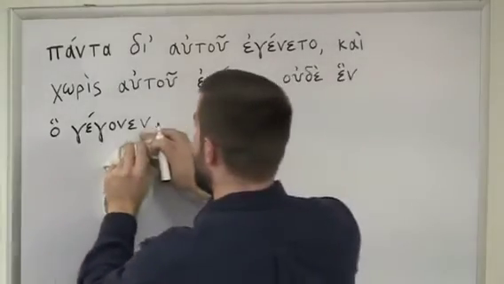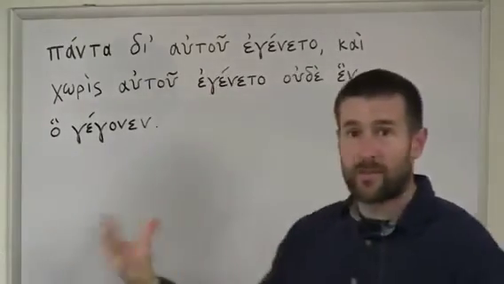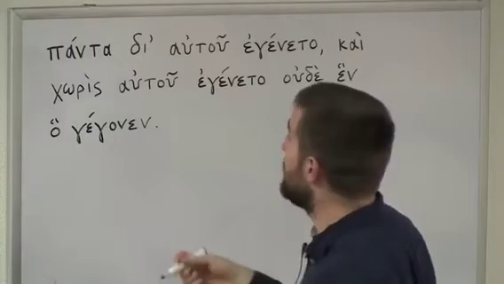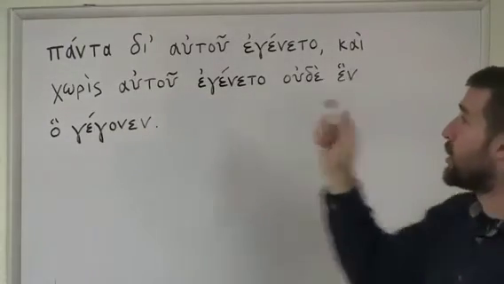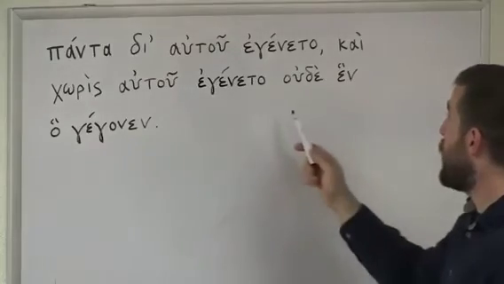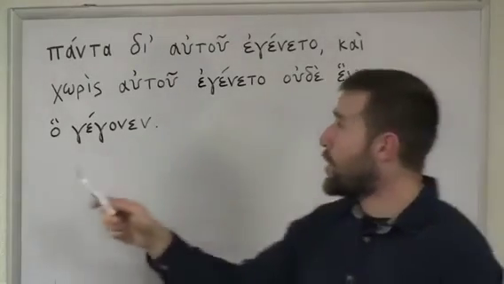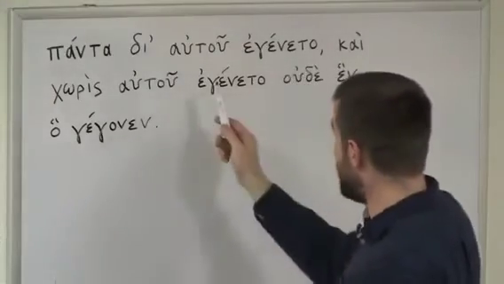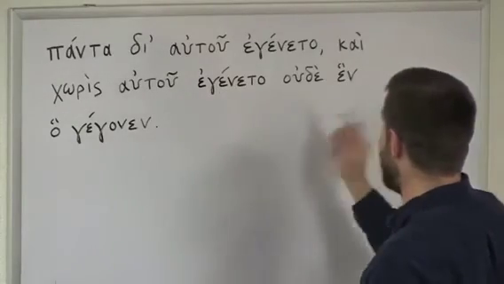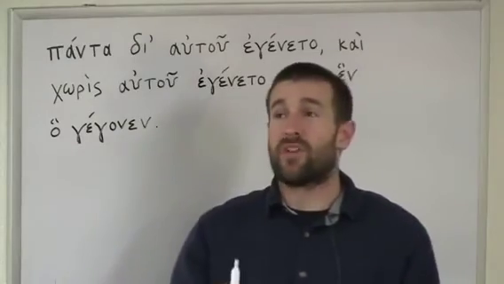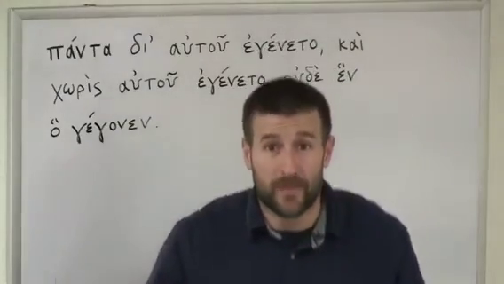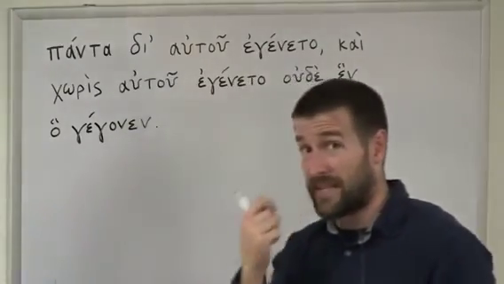So that should answer all your questions about John chapter 1 verse 3. I'll read it for you one more time. Panta di autou egeneto, kai choris autou egeneto oude hen ho gegonen. Without him was made not even one that was made, or without him was not made, or without him was not anything made that was made, is how it comes across in English.